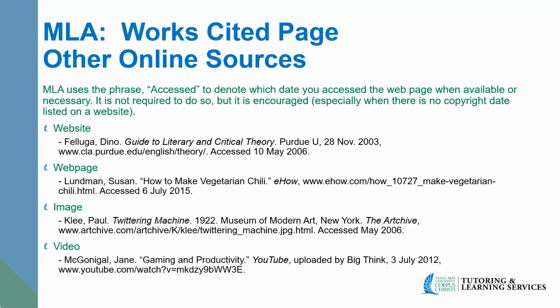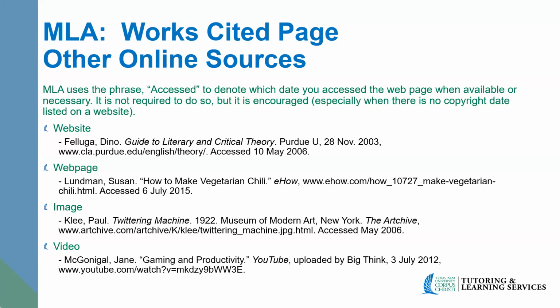Up next is an image. So this one is going to be, again, last name, first name. The image is going to be in italics, not in quotations. You can leave off the quotations. And so the title of this image is called Twittering Machine. The date that the image was made is going to be 1922, from the source, Museum of Modern Art, from the place, New York. And then where the image was found is going to be the archive. And then after that, the URL is provided. After the provided URL will be the access date of May 2006.